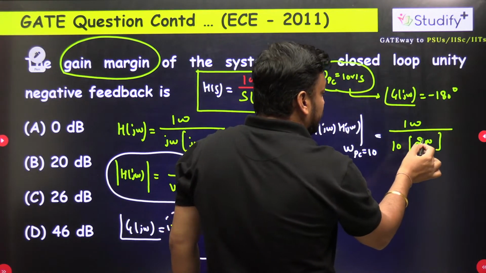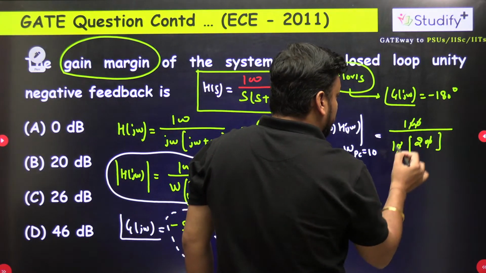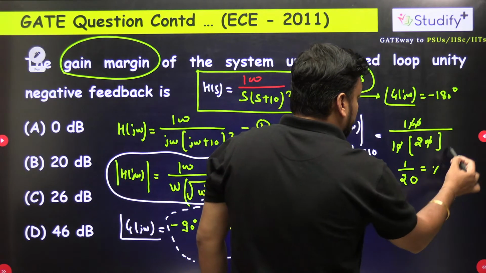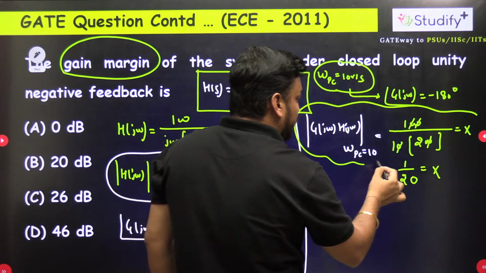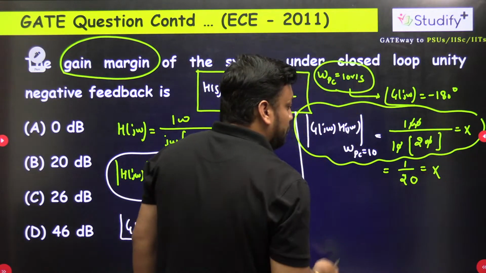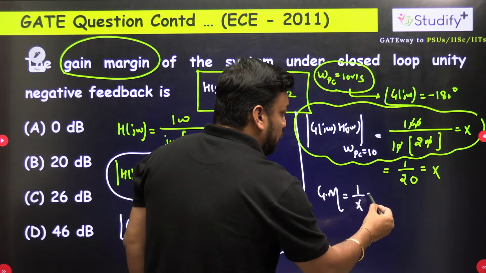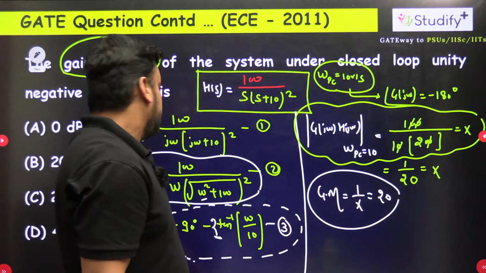Now tell me, guys, don't you think it has come to 1/20? Yes sir, 1/20 is coming, and this 1/20 is x because the magnitude at omega PC is x, guys. Gain margin is 1 by x. So don't you think gain margin is 1 upon x, meaning 1 upon 1/20? It means gain margin is 20, guys.